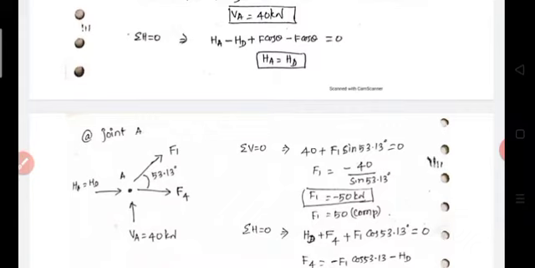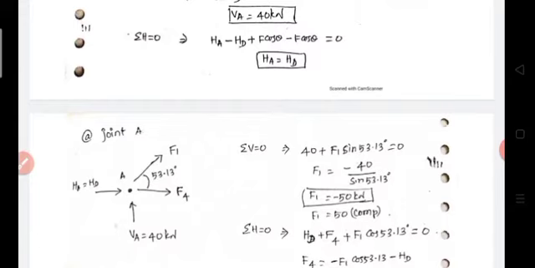Our first joint should have a maximum of only two unknowns, because we have only two equilibrium equations. It is a coplanar concurrent system of forces. All the forces are meeting at a single point, so it is a concurrent system. For a concurrent system we can't use a moment equilibrium equation, so we have to use only two equations: the horizontal equilibrium equation and the vertical equilibrium equation at each and every joint. So our selection point should have less than or equal to two unknowns.